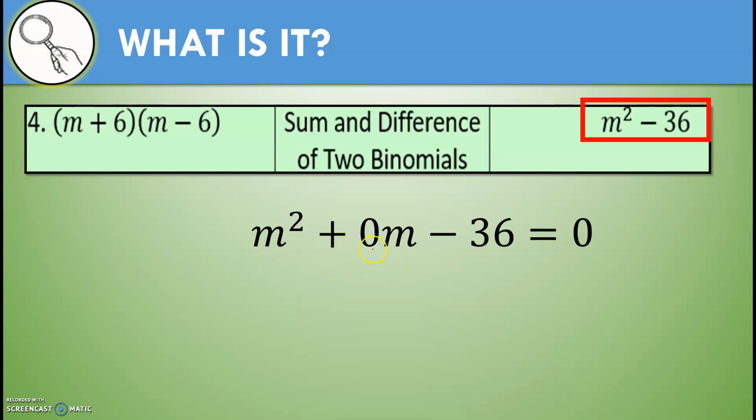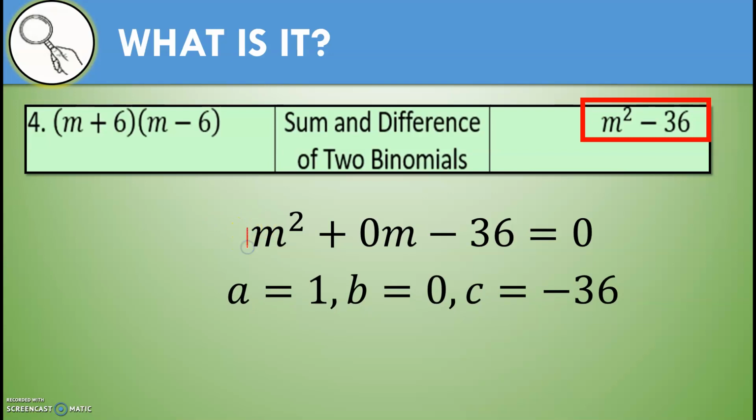Right? But sir, it's lacking the b. So that is why we opted to write here 0m. 0m is the linear term, right? What is the value of a now? A is equal to 1, obviously. So if it's not written in there, that's equal to 1. Coefficient of m squared, which is equal to 1.